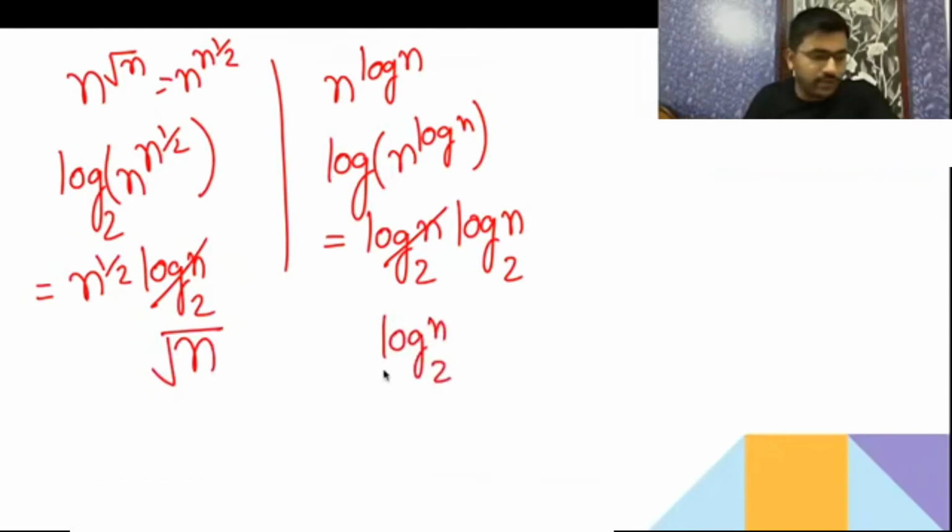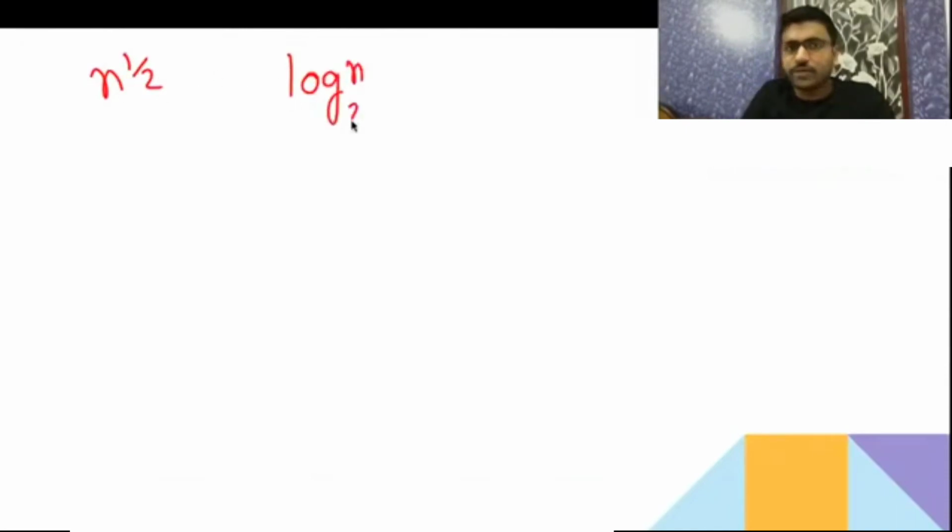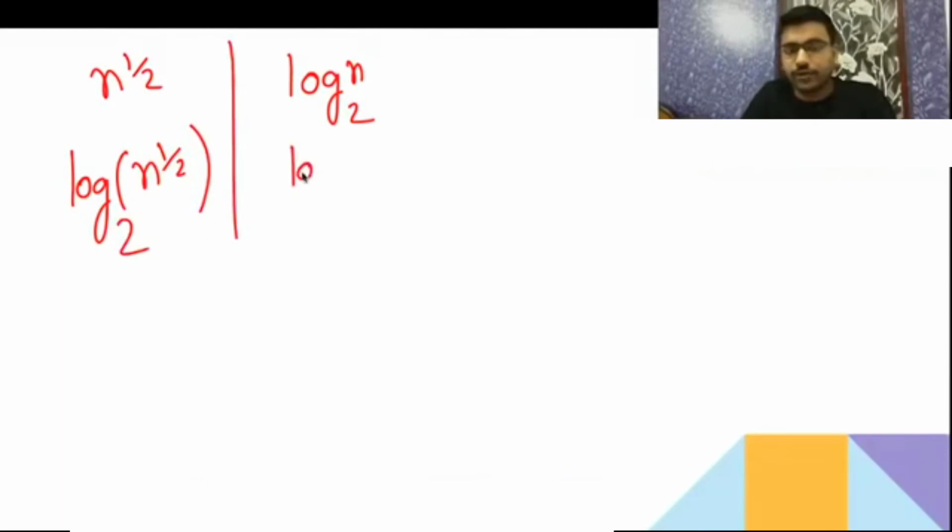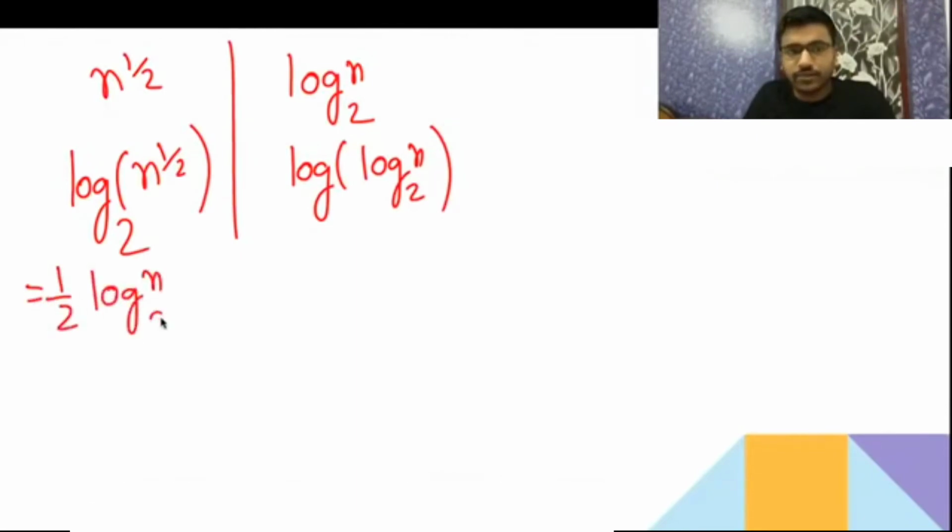I think that we have compared this. If we have not compared, then fine, we will again compare. So we are going to now compare root n and log n base 2. So you will take log on both sides. It is going to be log of root n, which is half log n, and it is going to be log of log n base 2.